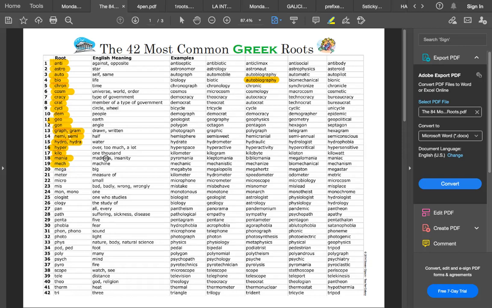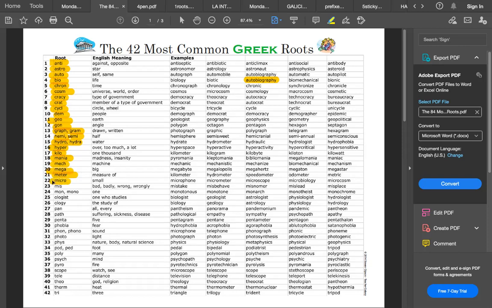Mech. Okay. Machine. So mechanic, mechanist, mechanized. Mega means big. Okay, so you have your megabyte, your megatropolis or megapolis, megahertz. Meter is a measurement of, okay? So kilometer, hydrometer, measurement, speedometer, measurement of speed.